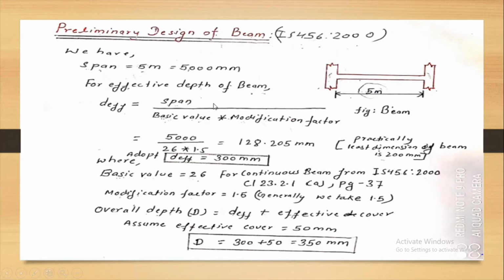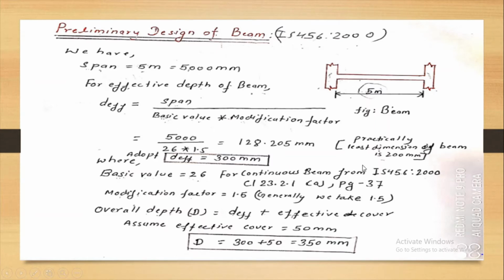Okay, if you look at the top right corner, you can see a diagram of a beam which has a 5 meter span. For the first step we have to calculate the effective depth of the beam. For calculating effective depth, we have one formula: d effective is equal to span by basic value into modification factor. Span is just 5 meters. When we convert 5 meters into mm, it becomes 5000 mm.